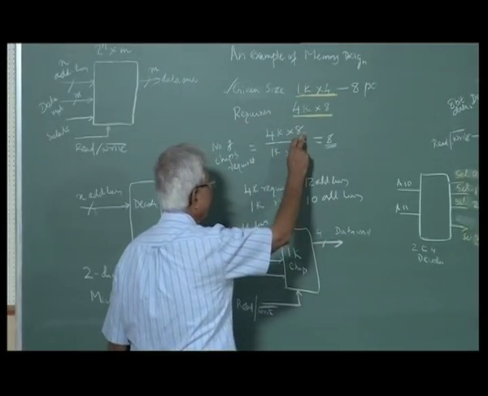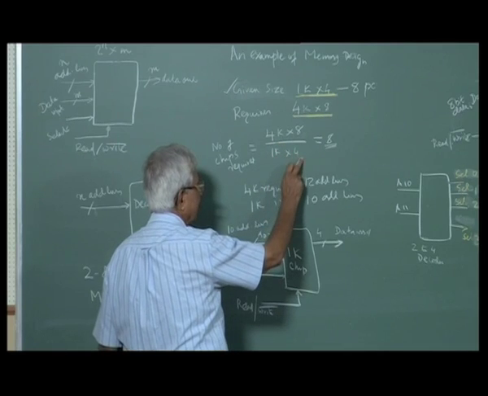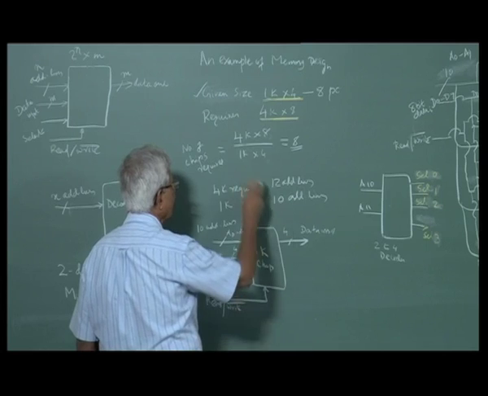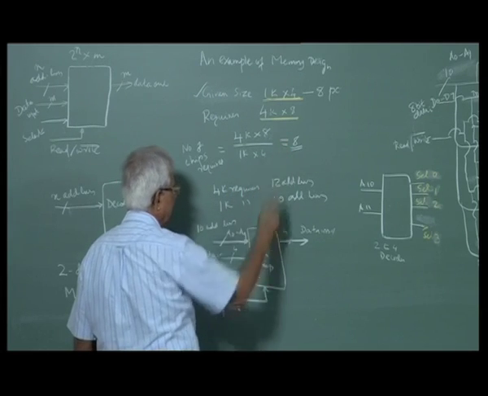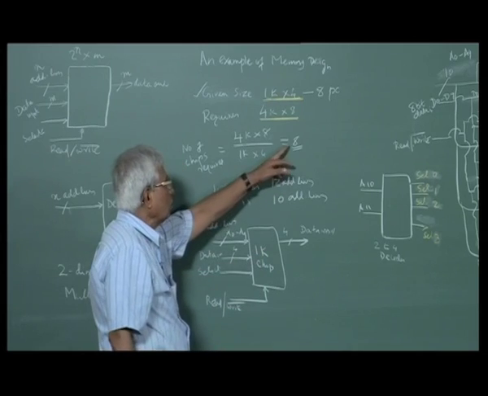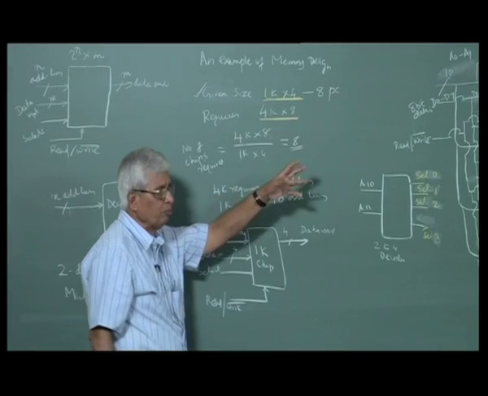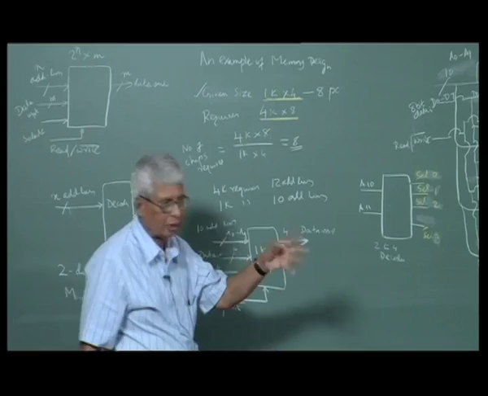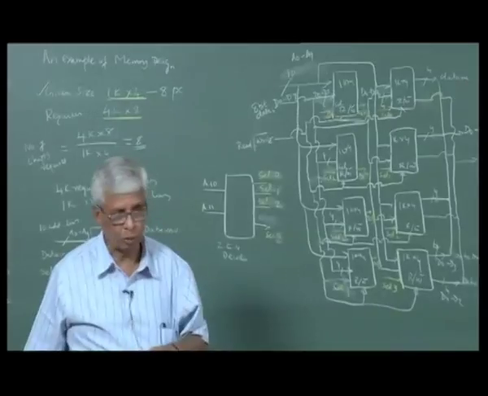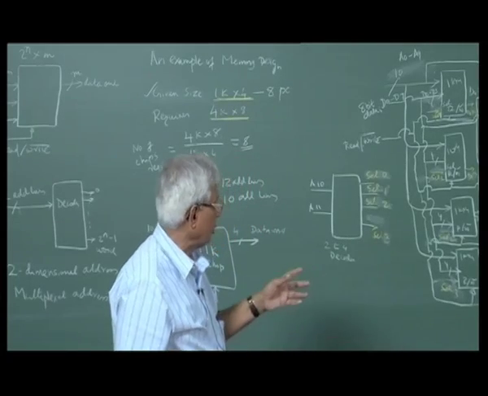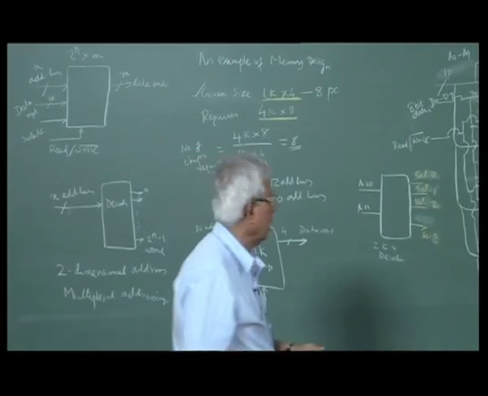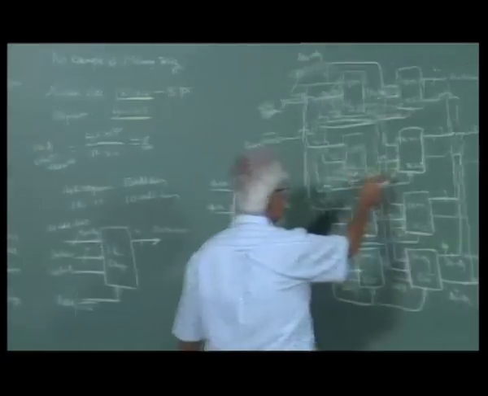What is the required size? What is the given size? Required size is 4K times 8, given size is 1K times 4. So, 8. How do you organize? 2, 2, 2, 2. This 2 is because of the data line being 4 and 8. Requirement is 8 data lines input and 8 data lines output, whereas each chip can only take 4 data lines as input and 4 data lines as output. That is why you need these 2 pairs.